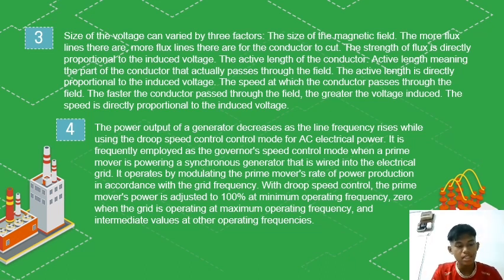So number 4 is generator speed and voltage regulation with droop. The power output of a generator decreases as the line frequency rises while using the droop speed control mode for AC electrical power. It is frequently employed as the governor speed control mode when a prime mover is powering a synchronous generator that is wired into the electrical grid. It operates by modulating the prime mover rate of power production in accordance with the grid frequency. With droop speed control, the prime mover power is adjusted to 100% at minimum operating frequency, 0 when the grid is operating at maximum operating frequency, and an intermediate value at other operating frequencies.